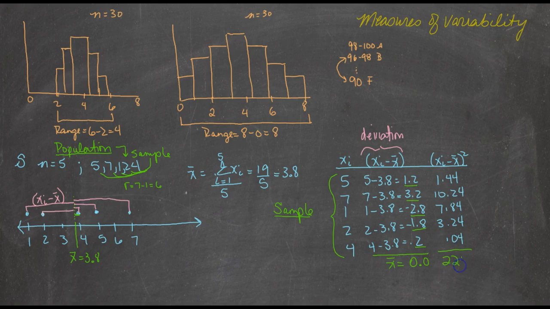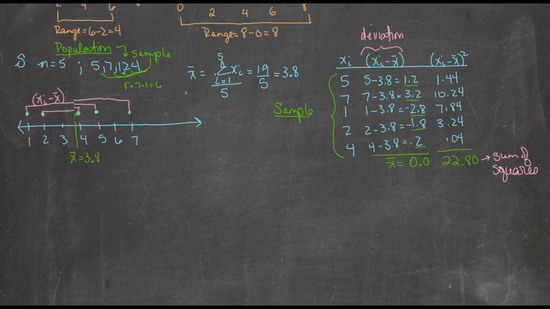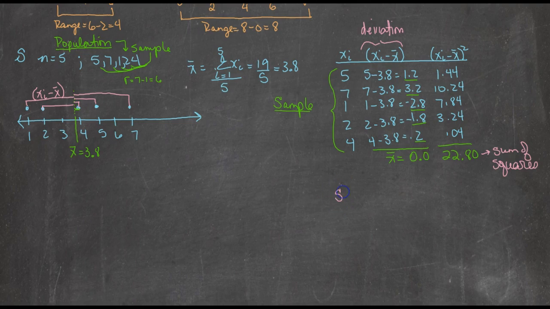I get 22.80. This number is called the sum of squares, which is just adding up the squares of all of the deviations in the sample. The sum of squares, we will use this value to calculate the variance of this sample. So an equation for the variance, it's called S squared. So S squared means variance.